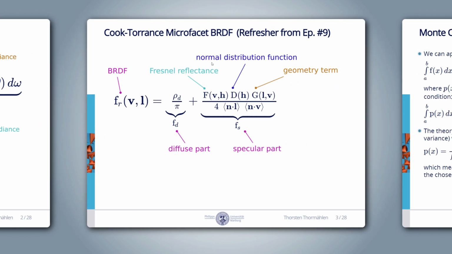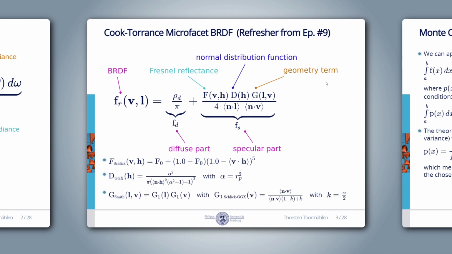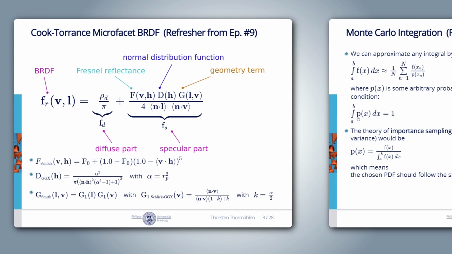In episode number 9, we talked about the Cook Torrance microfacet BRDF. It has a diffuse and a specular part. The diffuse part is given by the surface albedo ρd in the range from 0 to 1 divided by pi. The specular part has three terms: Fresnel reflectance, the normal distribution function, and the geometry term. We have chosen a Schlick Fresnel function, the GGX normal distribution function, and a Smith-Schlick GGX geometry term.